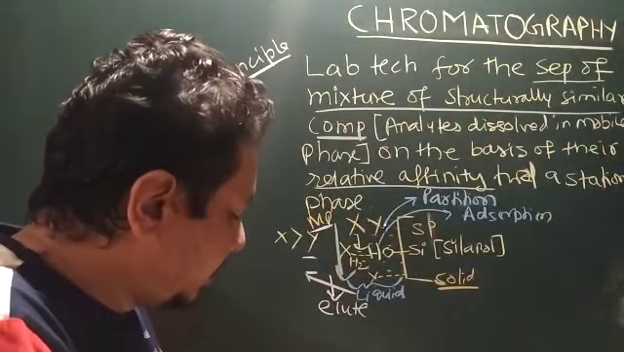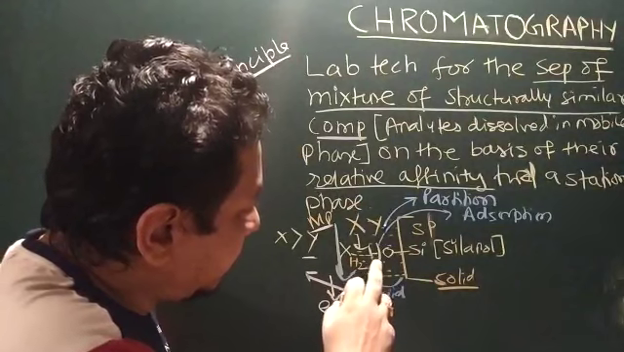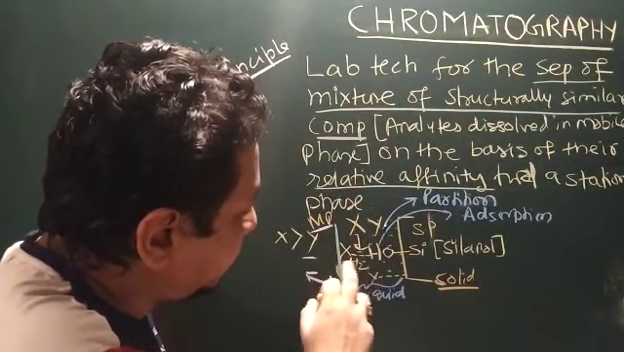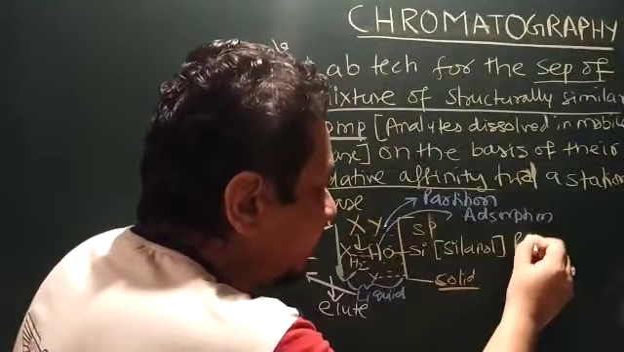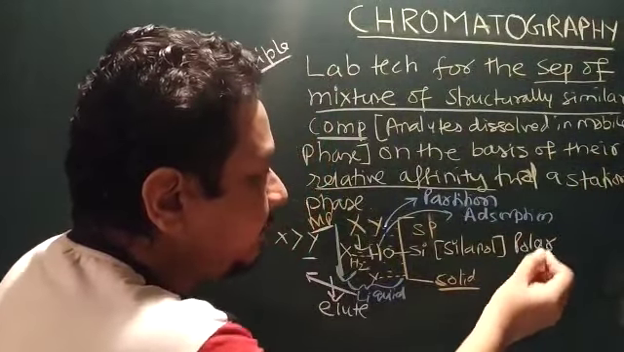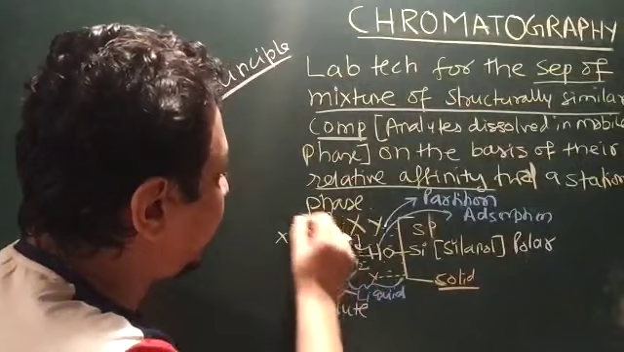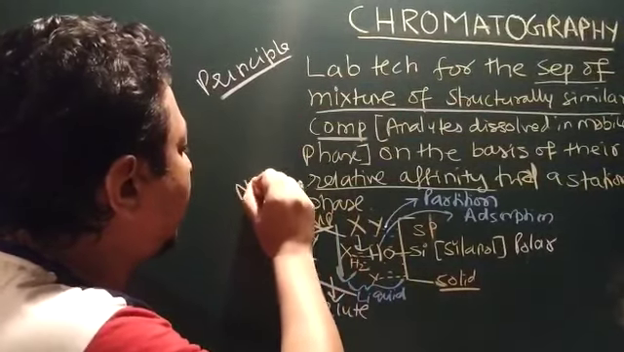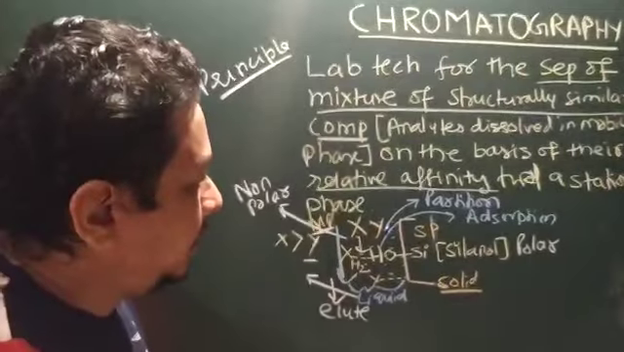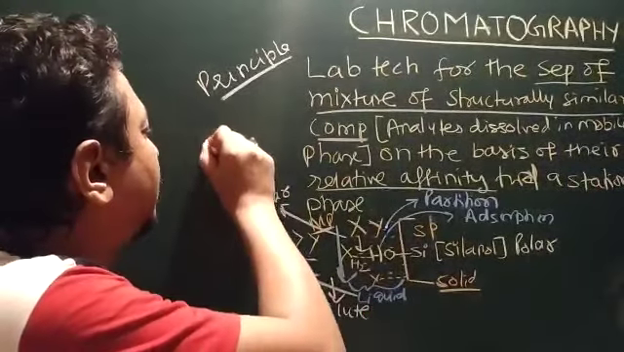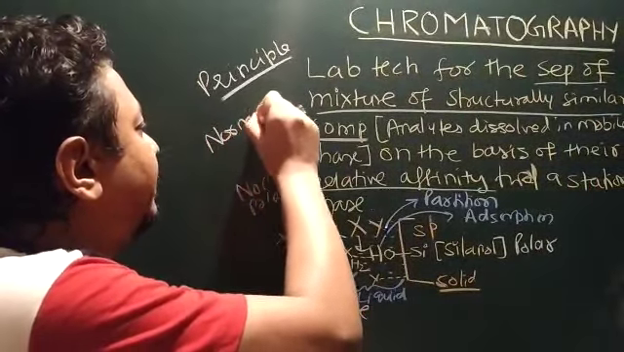Now, you see the interaction here is hydrogen bonding, because the stationary phase is polar. When the stationary phase is polar, we have to select a comparatively non-polar mobile phase. This is known as normal phase chromatography.